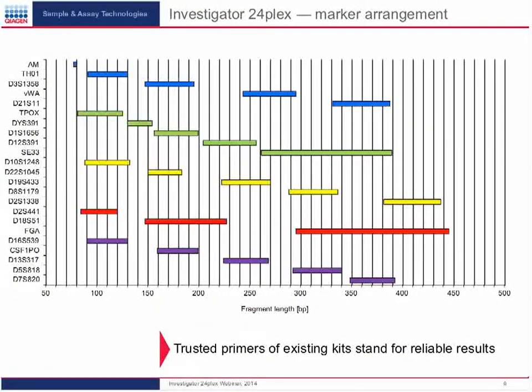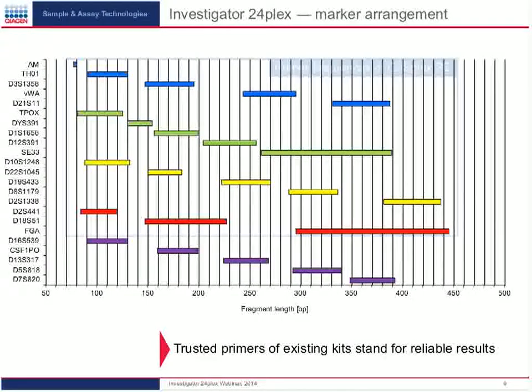Okay, next slide shows you the marker arrangement of the 24-plex kit. So this is a schematic overview. This is comparable to your electropherogram. So you see markers in blue, green, yellow, red, and purple. And this displays the marker range in which the peaks of a certain marker can occur.